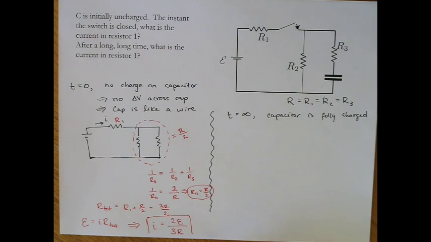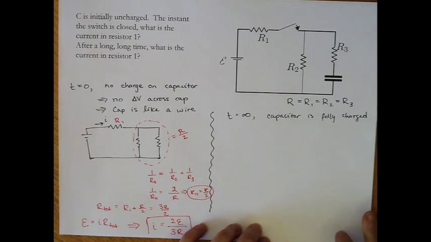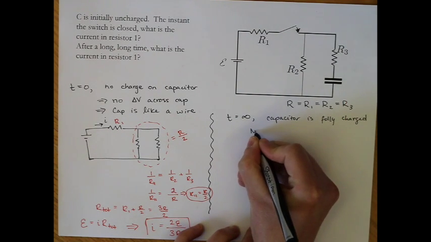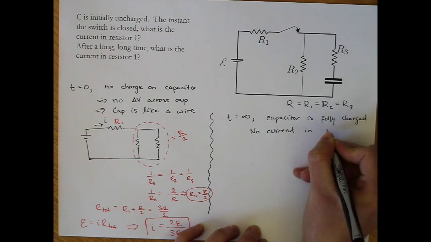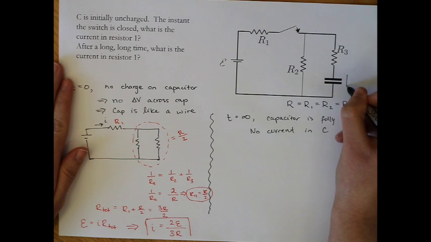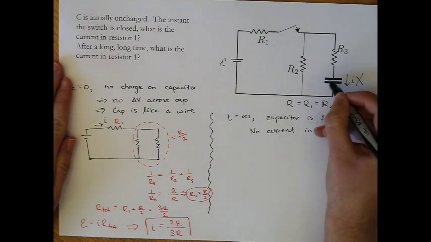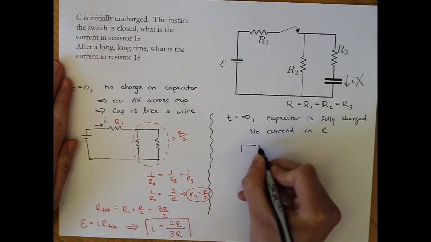Now if we wait a really long time, the capacitor is fully charged. If the capacitor is fully charged, that means there's no current in C. And if there's no current here, then this looks like a hole in the circuit. So at time t equals infinity, the circuit looks like this.